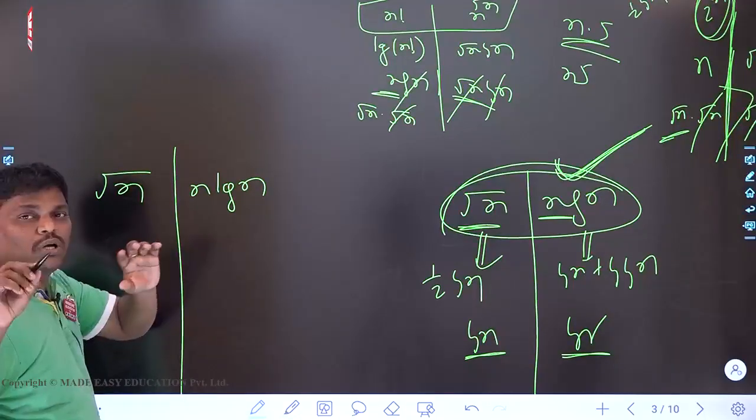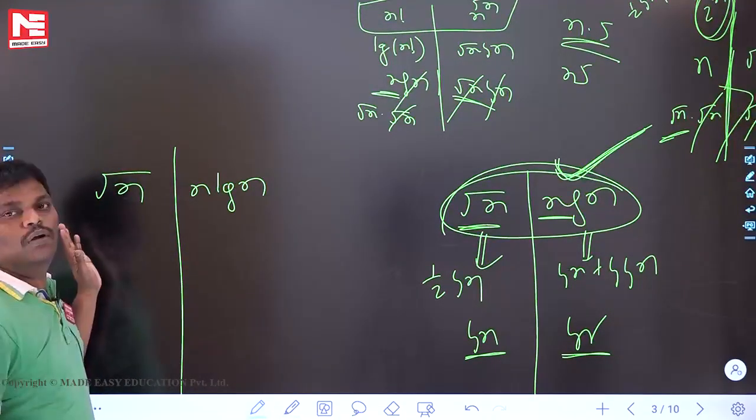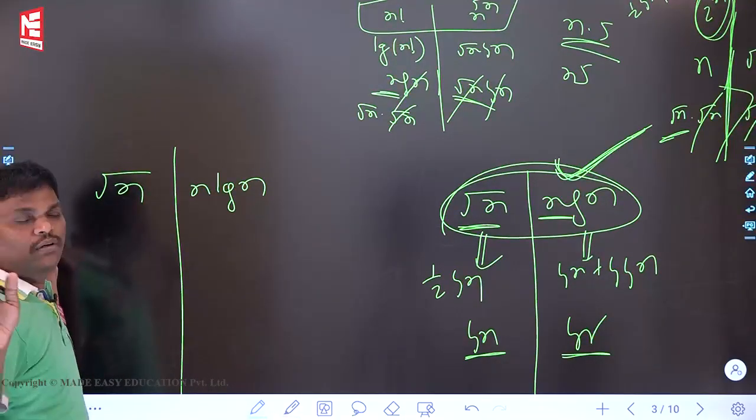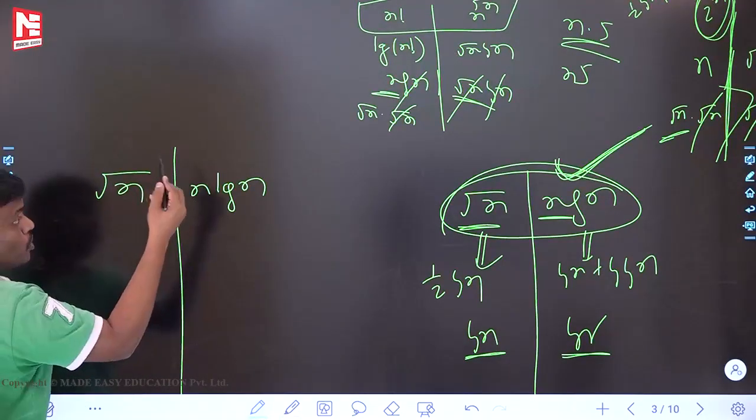Before applying log, don't apply log blindly. If you do anything blindly, it is definitely wrong. Just use minimum common sense. Left is root n, right is going to be n log n. Still, if you want to use log, you can apply.